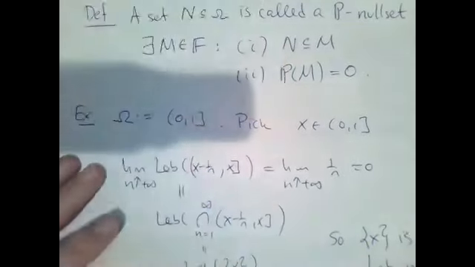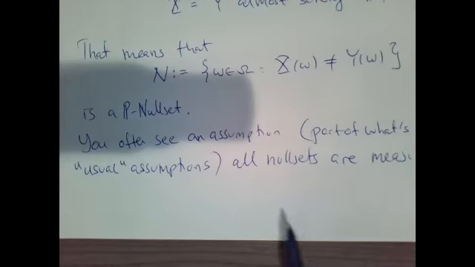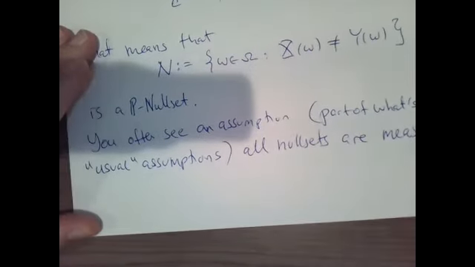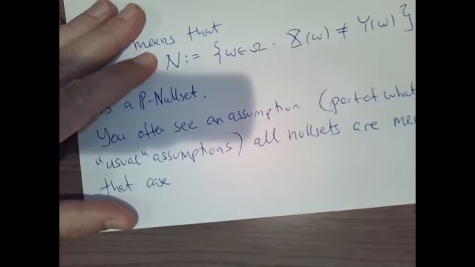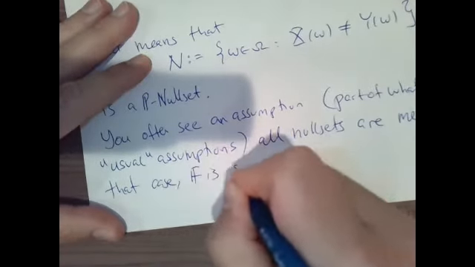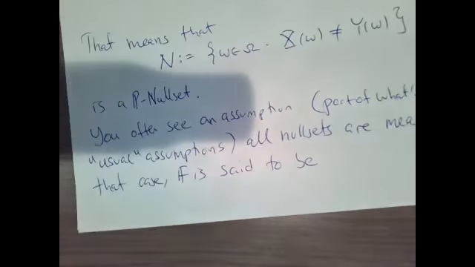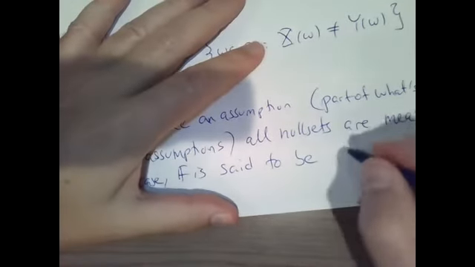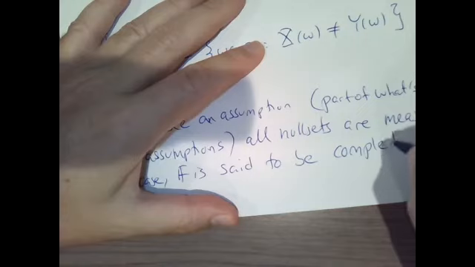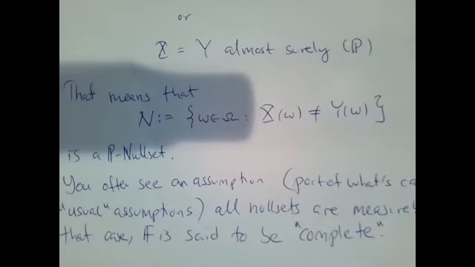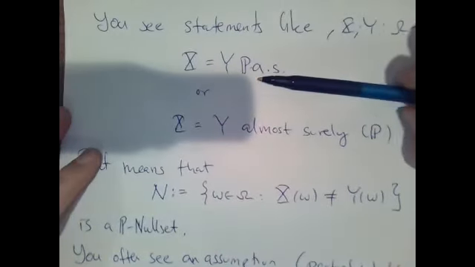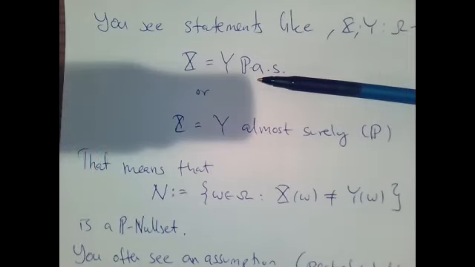If N, in this particular case, was guaranteed to be measurable, so this here means that it belongs to F, in that case F is said to be, and this is an unfortunate word because it has a different meaning in math finance, but in measure integration theory they use the same word, it's called complete. So this is the word. So when you see statements like X is equal to Y, P almost surely, or X is equal to Y and then it's just written as a.s.